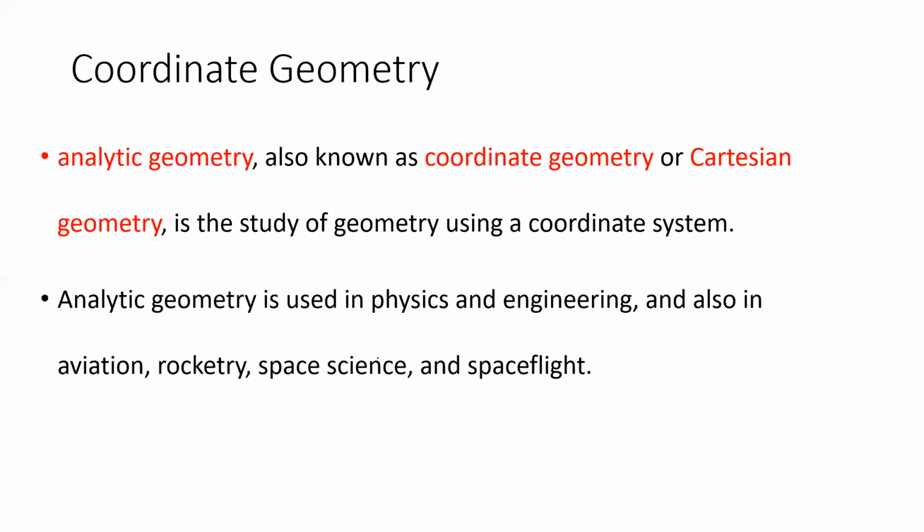This is a definition of coordinate geometry, guys, have a look and observe it in detail. Coordinate geometry is also called analytic geometry or Cartesian geometry, and it is the study of geometry using a coordinate system. Analytic geometry is used in physics and engineering, and also in aviation, rocketry, space sciences, and space flights. Guys, this is the definition and the application of coordinate geometry.